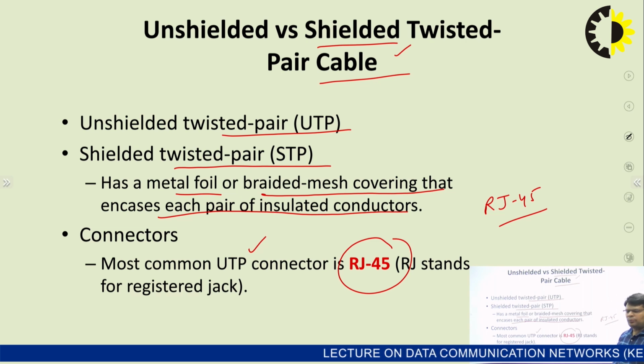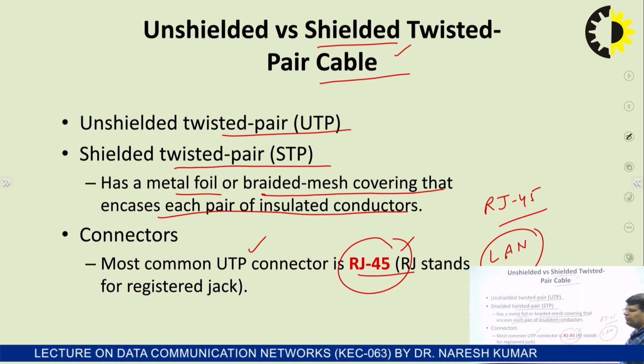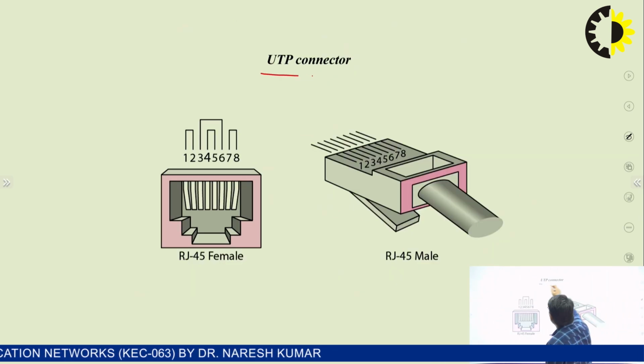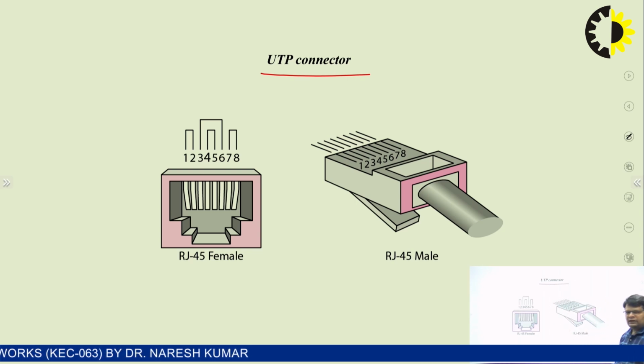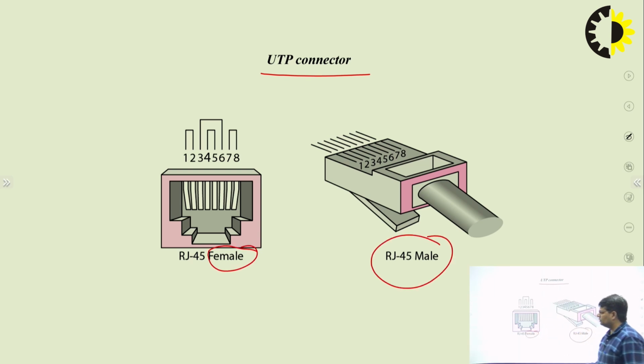We know that the popular RJ45 connector is basically used in LAN communication, local area network. So RJ45 is also known as the LAN connector. These are the examples or diagram for the UTP connectors. UTP connectors can be the female version or the male version. So we have eight conducting lines connected with the wire.